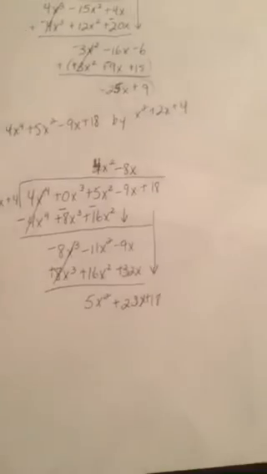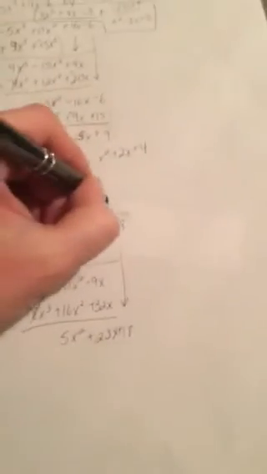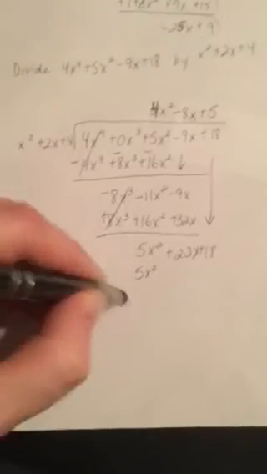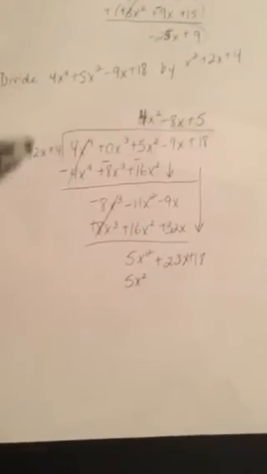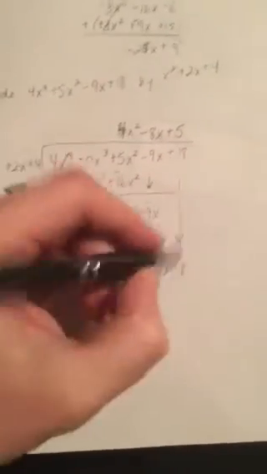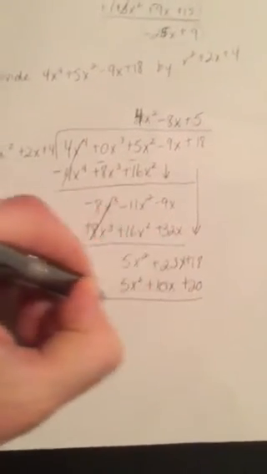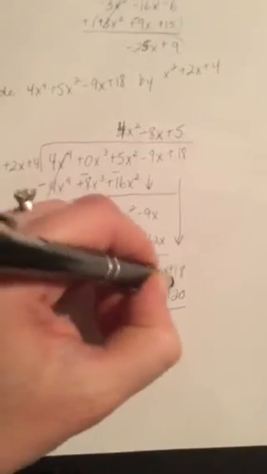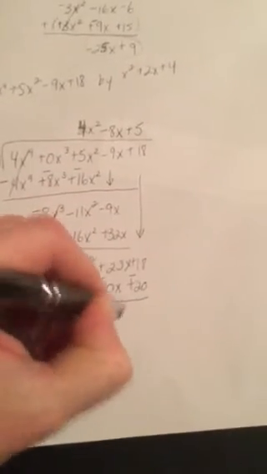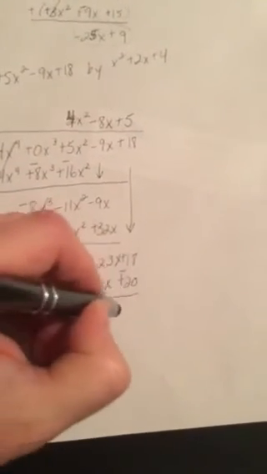Bring down my 18. X squared times 5 gives me 5x squared. So here I'm going to go ahead and get 5x squared. 5 times x squared is 5x squared. 5 times 2x is 10x. 5 times 4 is 20. Subtract. That cancels. 23x minus 10x is 13x. 18 plus negative 20 is minus 2.